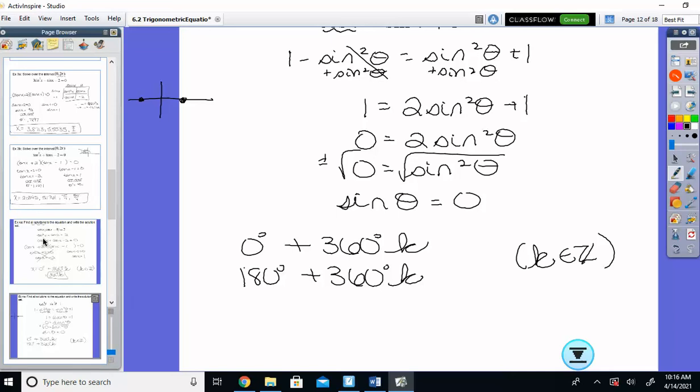How do we get the 0 plus? It said all possible solutions, so the two times when it equaled 0, we're at 0 and 180. When I ask for all possible, that's every time you go around the circle, so that's why we did the plus 360k. Alright.